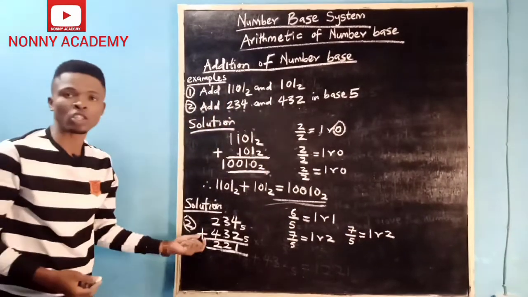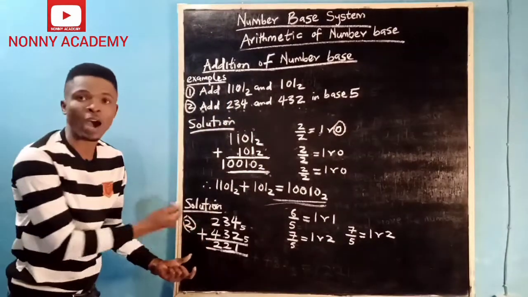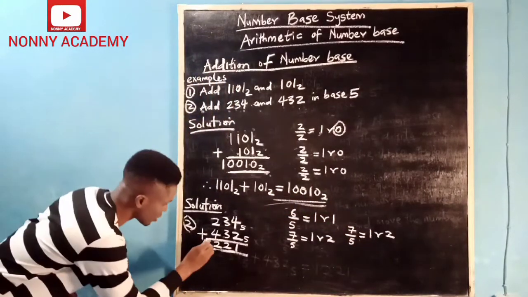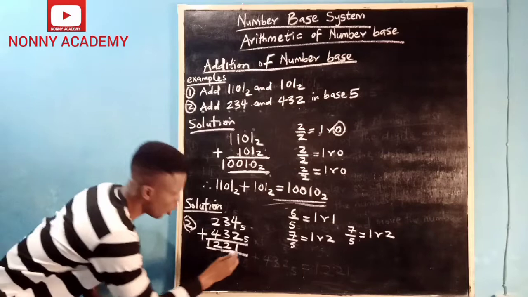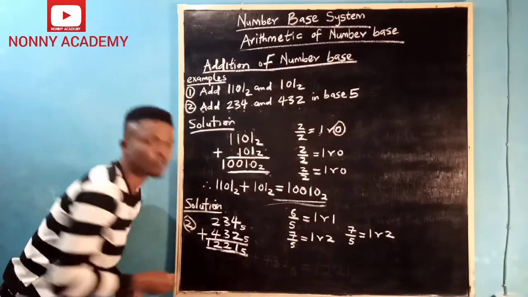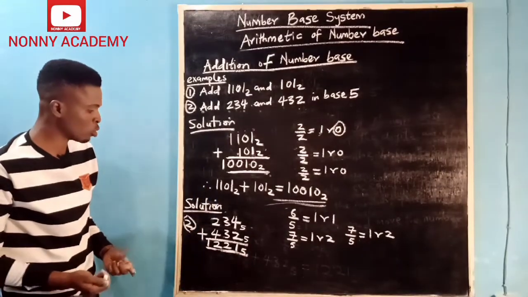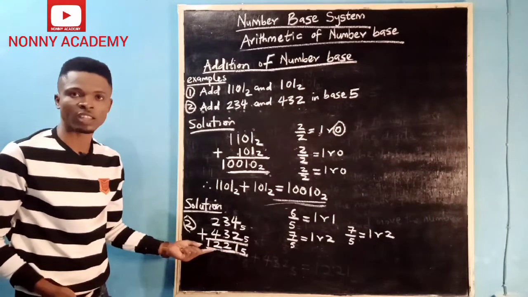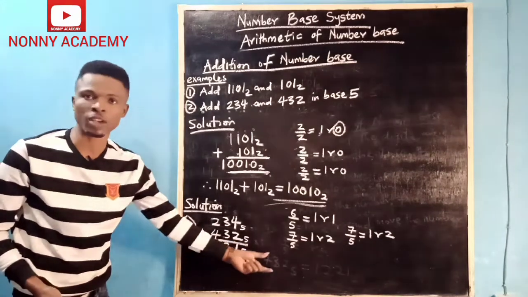If you take a good look at this, you will know that we don't have anything else to add. Then I will bring this one as the last answer here. All in base 5. Now, if you take a good look at this, you will see that all the digits in the answer are all less than the base, which is 5.